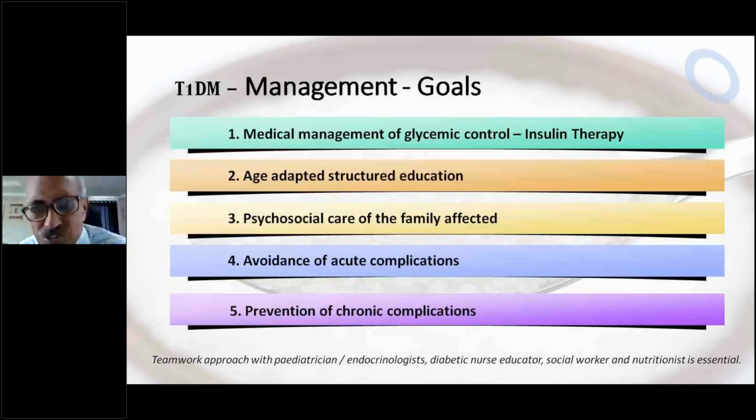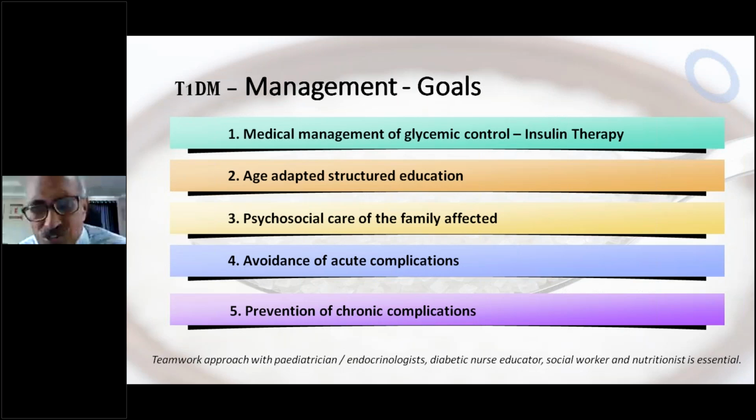What is the management? We have done the clinical manifestations, and we discussed how you diagnose it, the confirmatory diagnosis and the additional laboratory tests. Now management. The goals of management are very, very important. What is most important is the medical management of glycemic control. You must bring the blood sugar level down to normal, otherwise most of the adverse effects are because of the high glucose. So how to bring it down? There is no other way, only insulin therapy is one medical management.